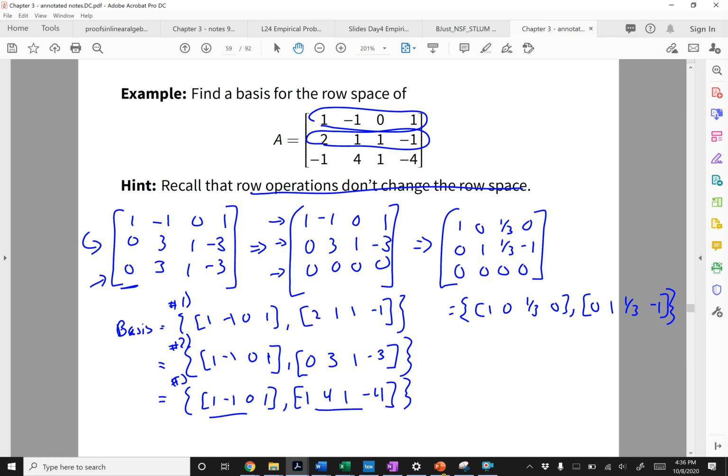I also row reduced it as far as I could, and I could write those as my basis. So those first two rows here. So that was my basis number 4. But any of those would form a row space. Really, as soon as I got to this first one and saw that I'm going to end up with the row of zeros, I'd know, oh, I just have to take the first two, whether in the original A or in this one here.